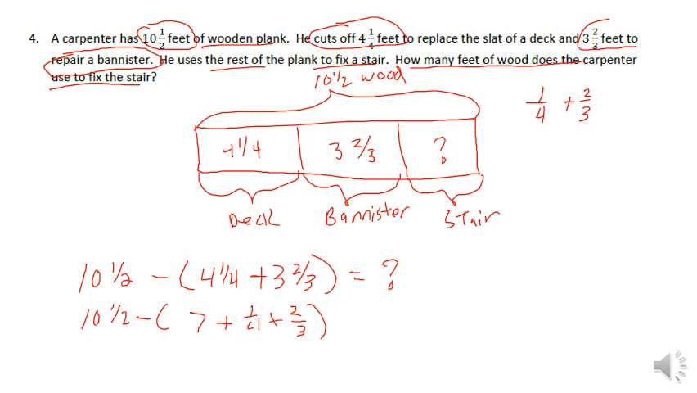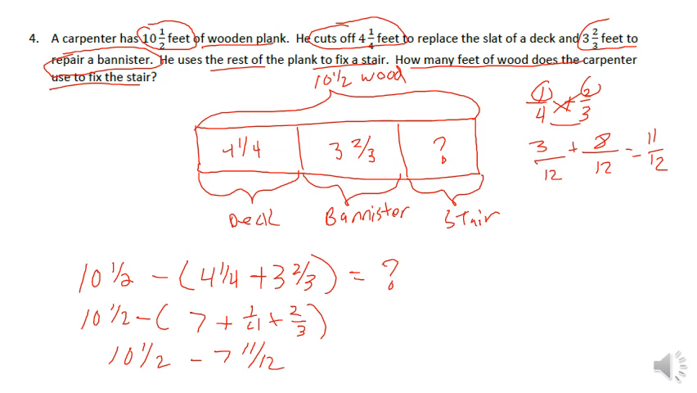So let's find a common denominator for 1/4 plus 2/3. And I can see the common denominator is going to be 12, because 4 times 3 is 12. 1 times 3 is 3, and 2 times 4 is 8, so that's going to be 11/12. So now we have 10.5 minus 7 11/12.